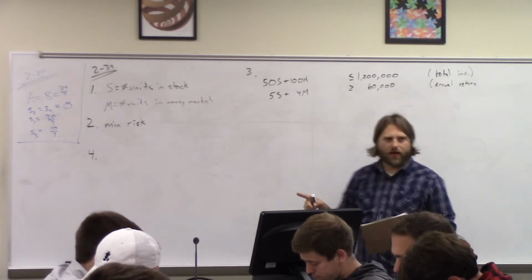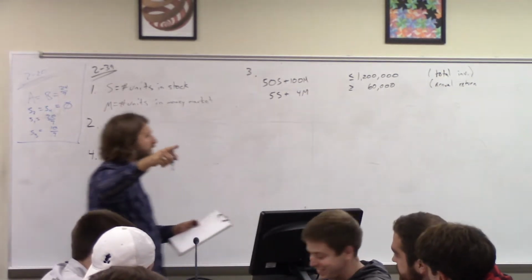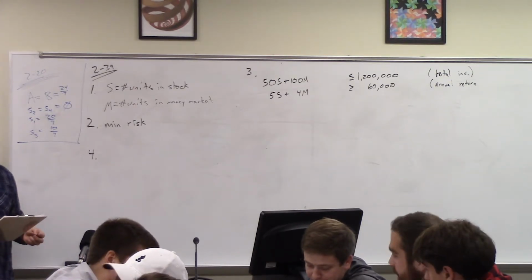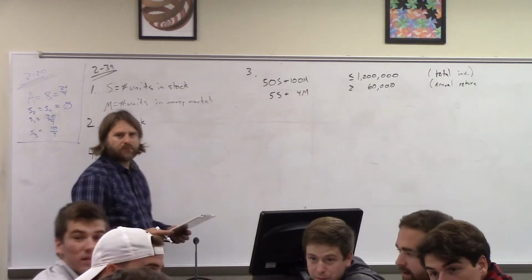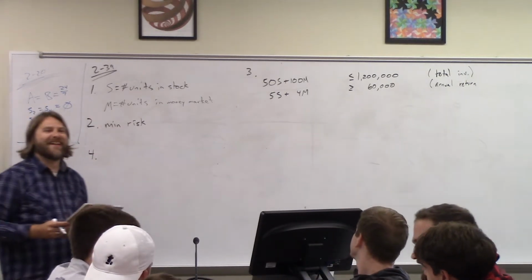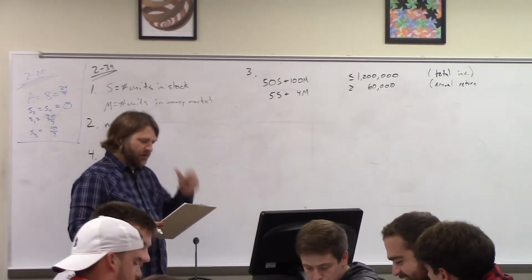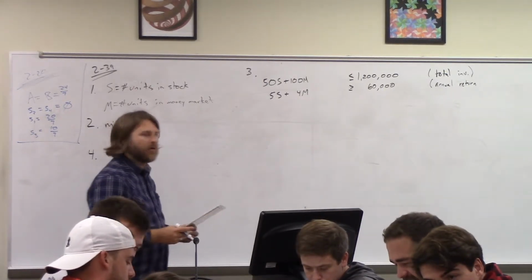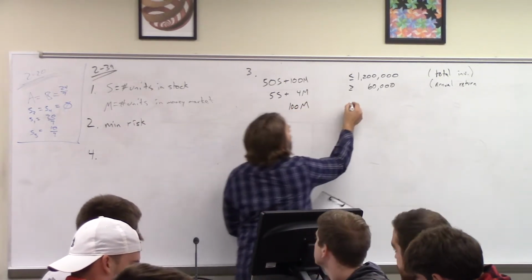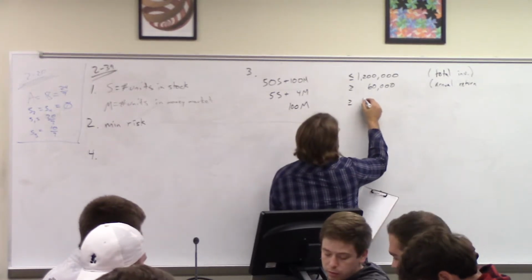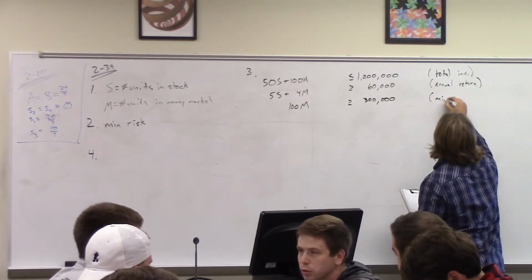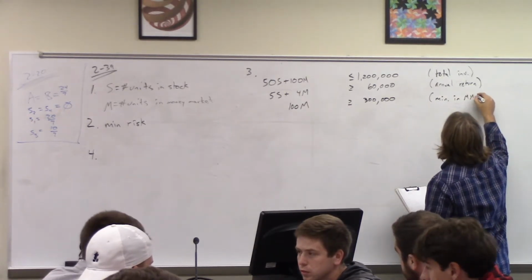All right. Let's come up, center table, what's another constraint? M is greater than. Come on. Did you say M is greater than or equal? Okay, 100M is greater than or equal to 300,000. And what does this represent? The minimum investment in the money market. Okay.